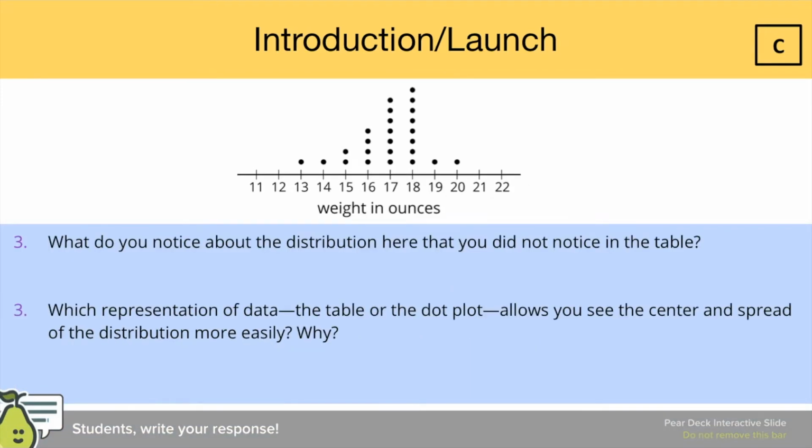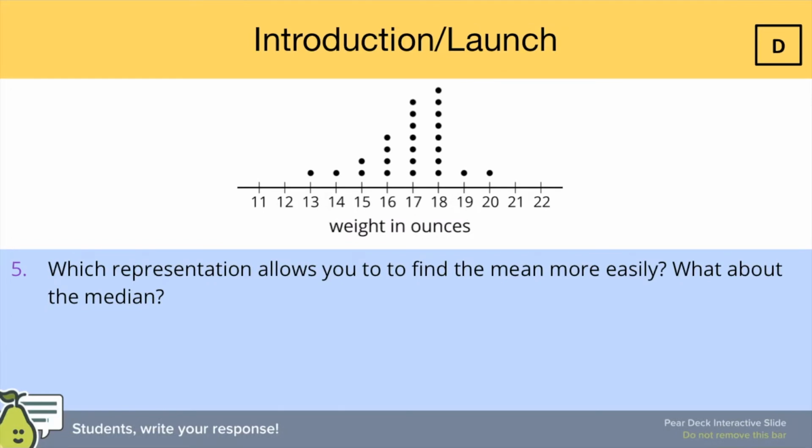Question 3. What do you notice about the distribution here that you did not notice in the table? Question 4. Which representation of the data, the table, or the dot plot allows you to see the center and spread of the distribution more easily? Why? Question 5. Which representation allows you to find the mean more easily? What about the median? The answers to questions 1 through 5 will vary depending on what the students had noticed and wondered.